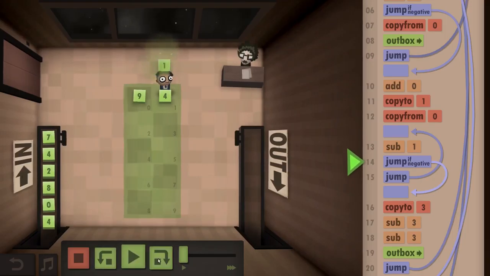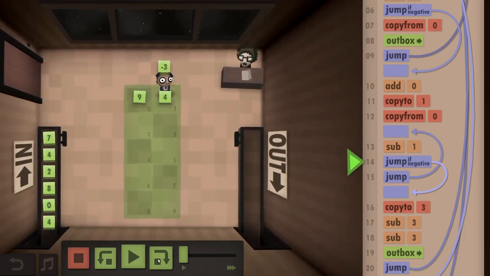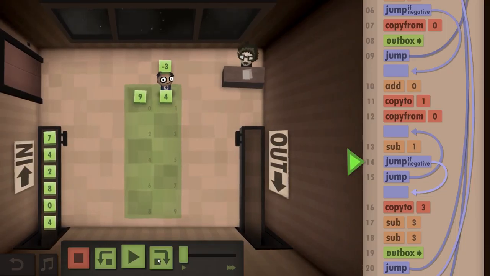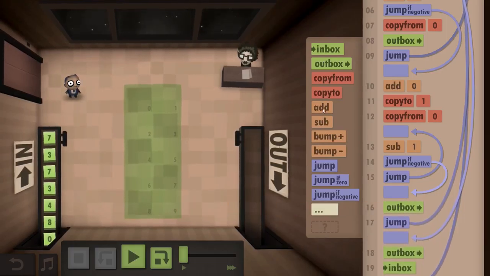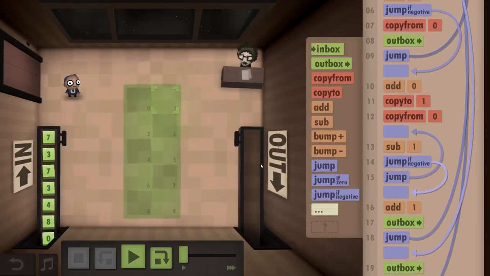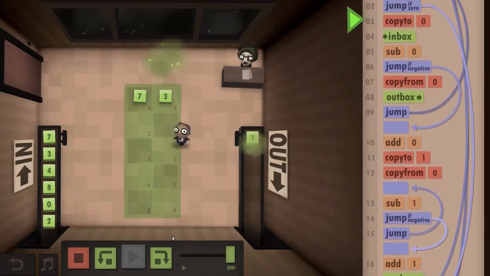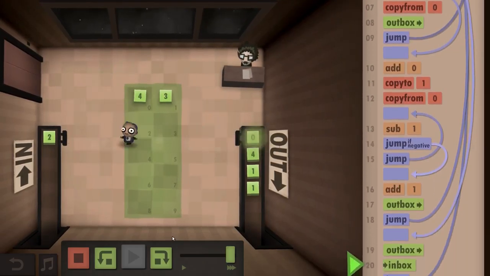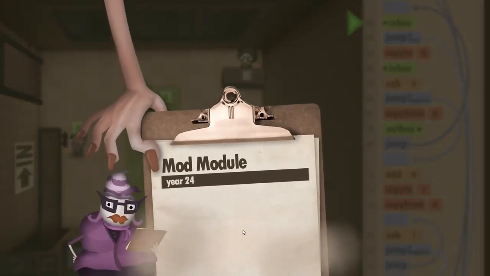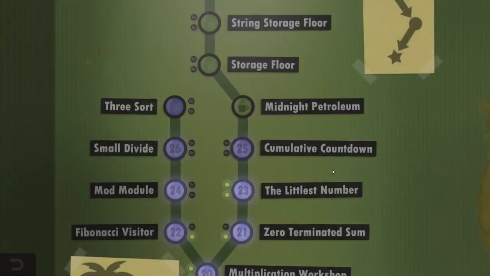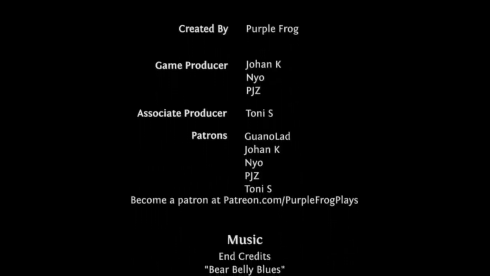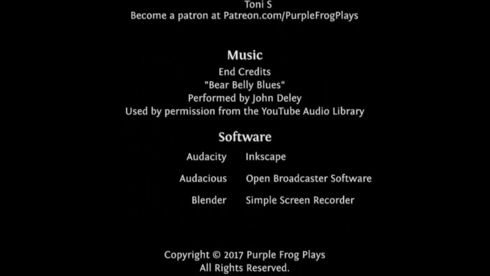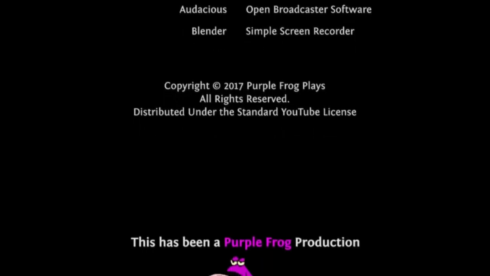True. Well, now you just add one and go. This does not look right. That's crazy. Alright, we got the speed part right. That's enough! We got two!